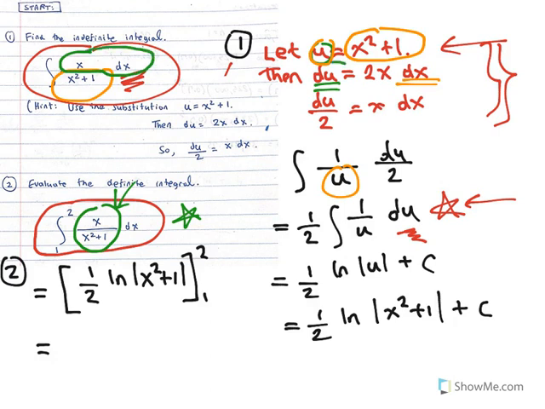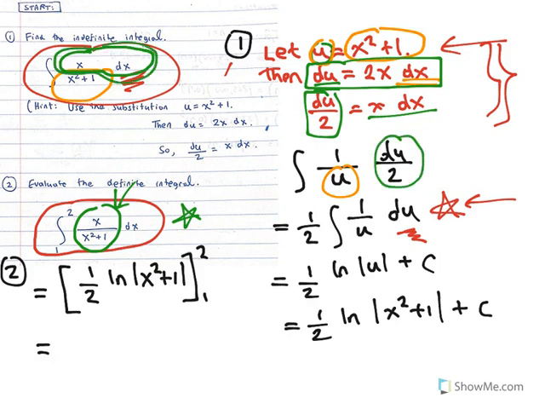And you have du is equal to 2 times x dx. So if you divide both sides of that equation by 2, you have du over 2 is equal to x dx. So I am able to replace x dx with du over 2. But I still have a 1 in the numerator. So you need to have a factor of 1 in the numerator.